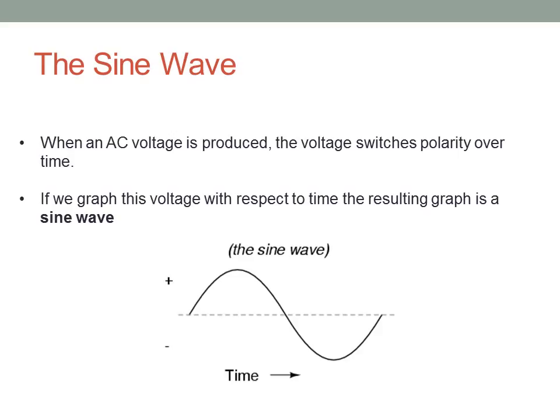When an AC voltage is produced, the voltage switches polarity over time. When graphed over time, the wave traced by this voltage of alternating polarity takes on a shape known as the sine wave.